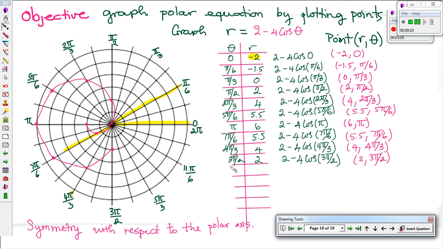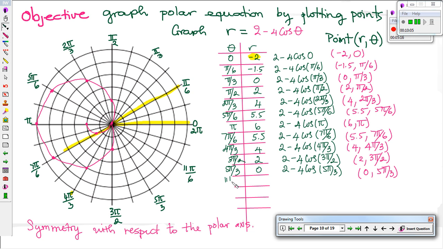Okay, next we're looking at 5 pi over 3. So 2 minus 4 times cosine of 5 pi over 3. And that will give us 0. So we plot the point 0 comma 5 pi over 3. So go to the graph at 5 pi over 3, the point 0, so that will be the same thing as the pole. Okay, next point.